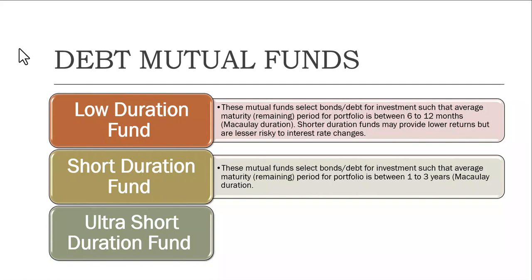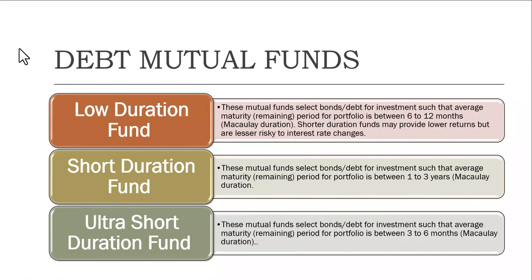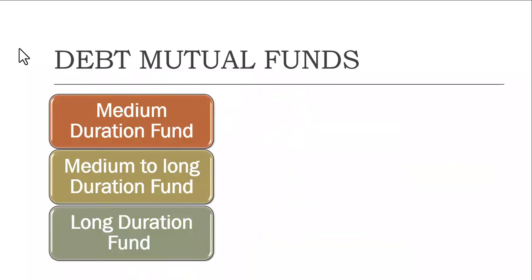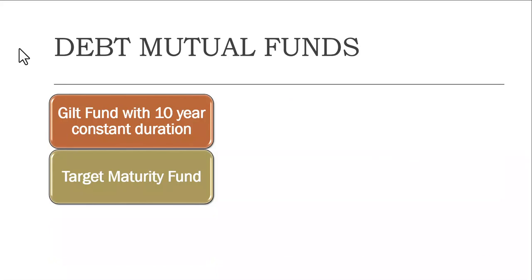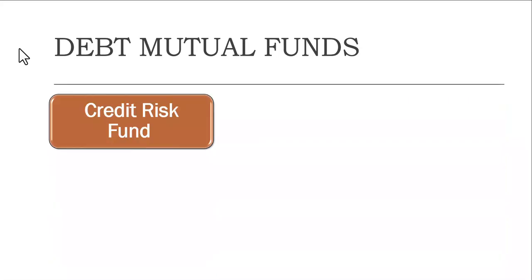Earlier, people were buying only low duration bonds because of the tax benefit. Some of the tax benefits have been taken away by the government in this budget. I'll explain that, but they still remain a better bet against an FD. Then there are medium duration bonds, medium to long duration bonds, and gilt funds. There are a lot of these, so I'm going to explain them.